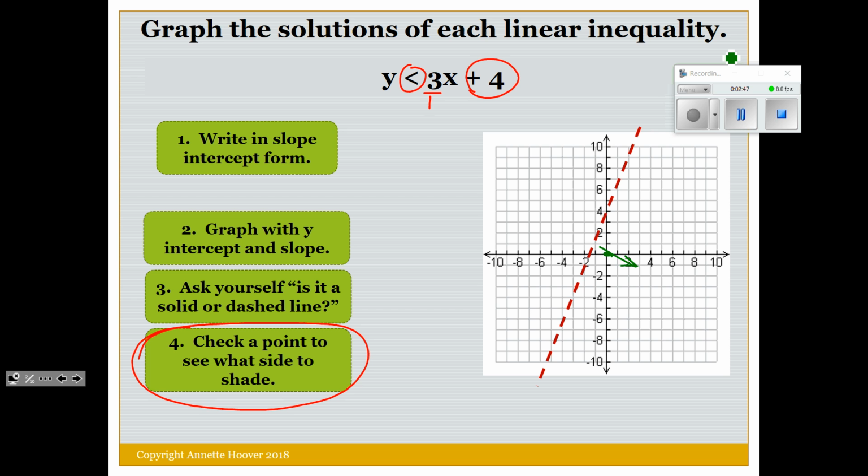So we're going to pick a point. You can pick 0, 0, it's a really easy one to pick. At that origin, x is 0 and y is 0. Let's plug them back into this equation. So let's plug in 0 for y, and we're going to plug in 0 for x and see if this is a true statement. 0 is less than 4. Is 0 less than 4? It is. That checks. So that means that this point is a part of the solution, and that is the correct side to shade. Less than is always going to be below the slant.